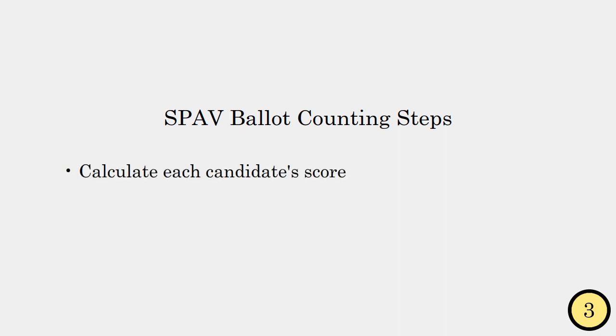1. Calculate the score of each candidate. For each ballot, if they approve of a candidate, add the weight of the ballot to the candidate's score. If they do not approve of a candidate, add nothing to that candidate's score. The candidate with the highest score is elected.